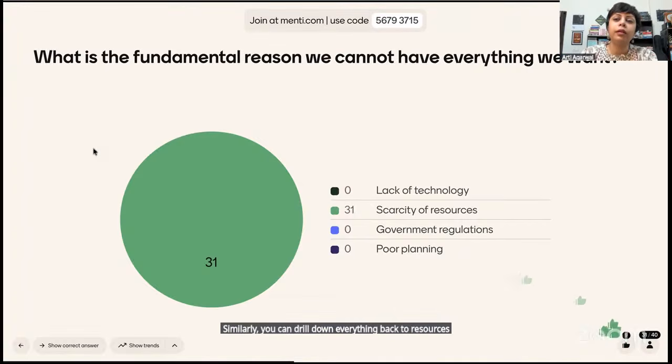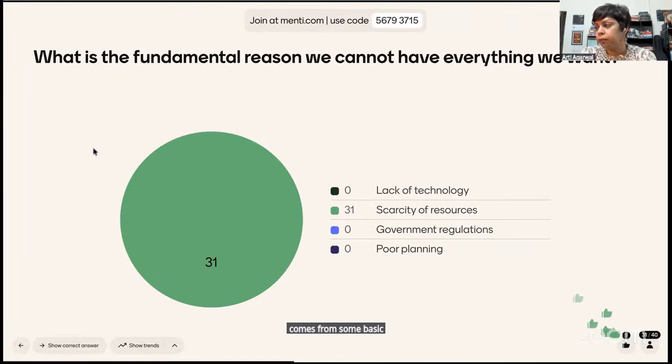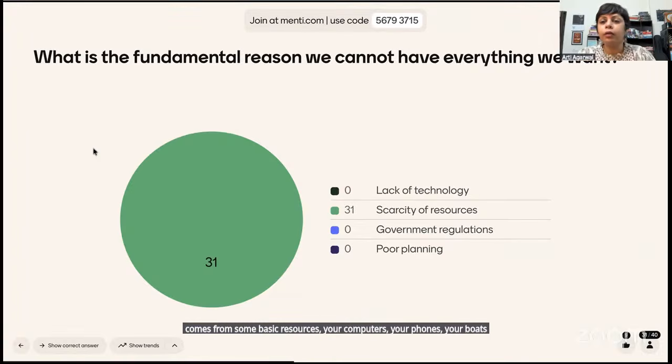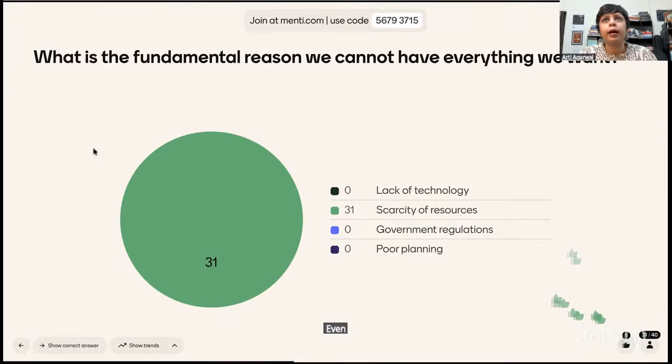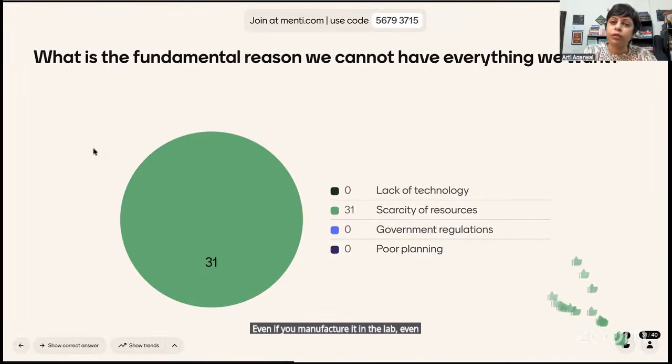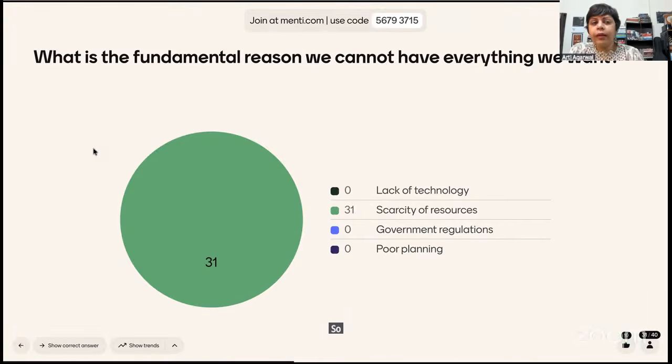Almost everything we own, we possess, we're surrounded by comes from some basic resources. Your computers, your phones, your boats, everything goes back to some resource of the earth, which comes from nature. Even if you manufacture it in the lab, even for that lab, you require some resources, right? The lab will require power, require water, and so on. So in the end, the resources are limited.